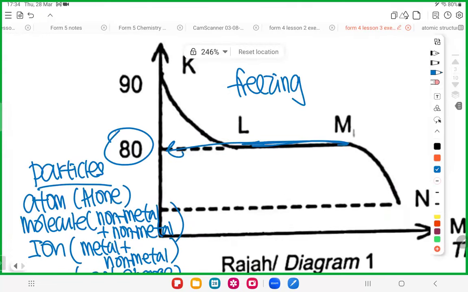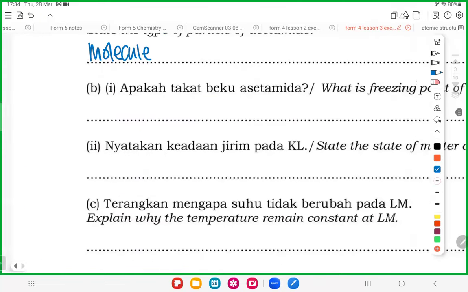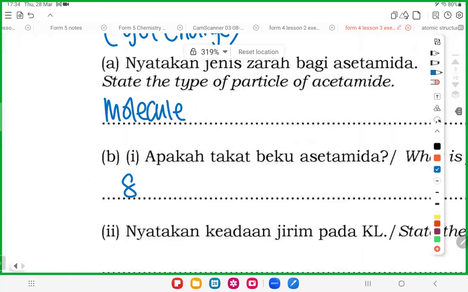So freezing point is here, 80. If you write 80, no marks. Why? Because you didn't put the unit. So always remember you need to put the unit. The unit should be degrees Celsius. So it is 80 degrees Celsius. Okay? So that's it.